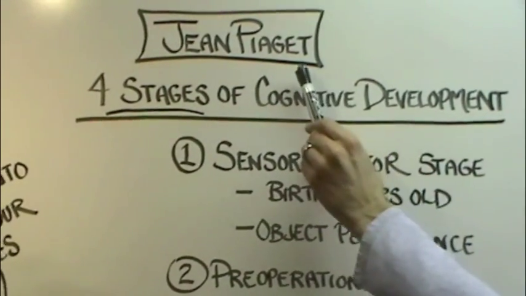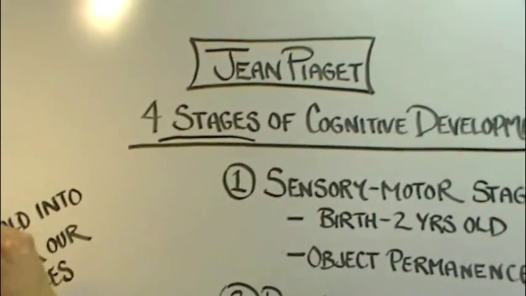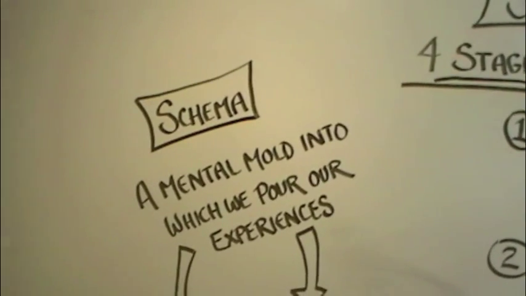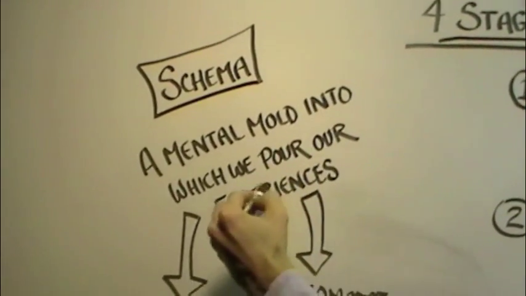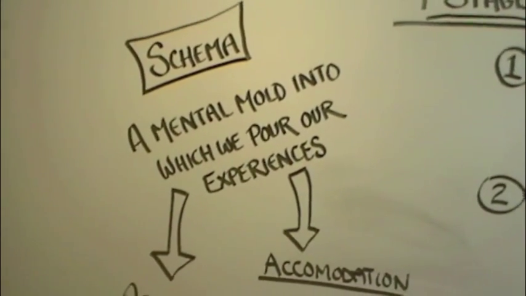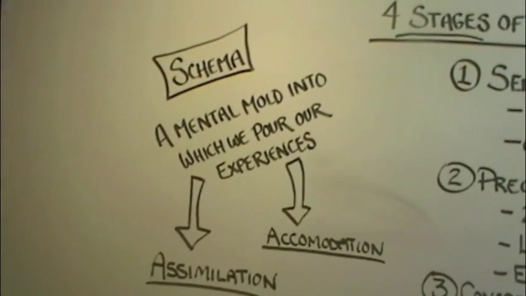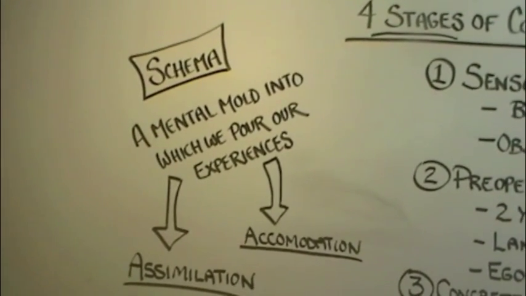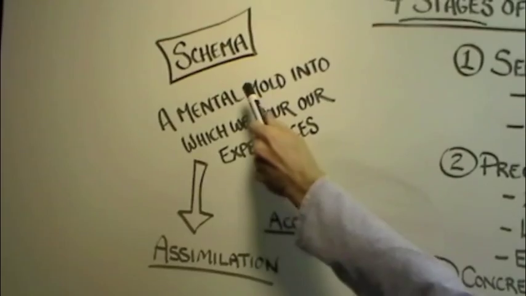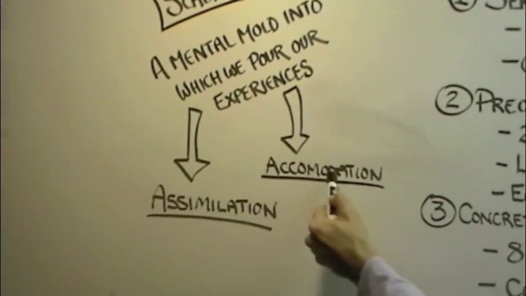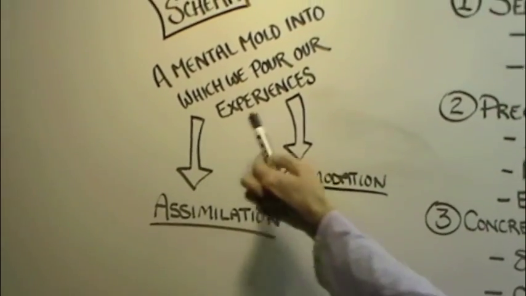Piaget began to look at schemas. A schema or schemata is a way in which we see the world. It is, as I've defined here, a mental mold into which we pour our experiences. So it is our paradigm or the way that we look at the world. There are two issues that we deal with when we deal with schema. One of them is assimilation and the other is accommodation.